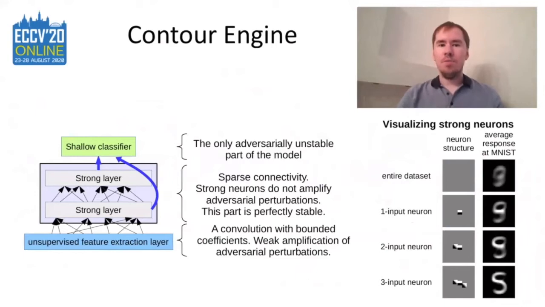Nevertheless, we may need some limited amount of adversarially unsafe operations. Say, we may need to amplify weak signals. Such operations are delegated to the next level, the shallow classifier. The classifier layer is the only adversarially unstable part of the network. Any attack on contour engine is an attack on its last layer. In fact, we reduced the task of training a deep and robust classifier to the task of training a shallow and robust one.